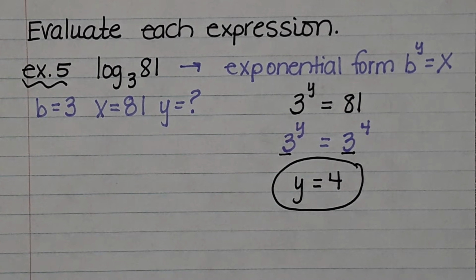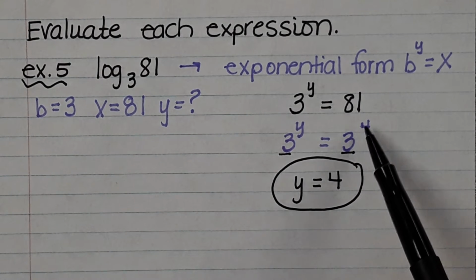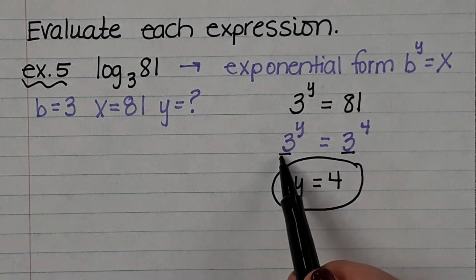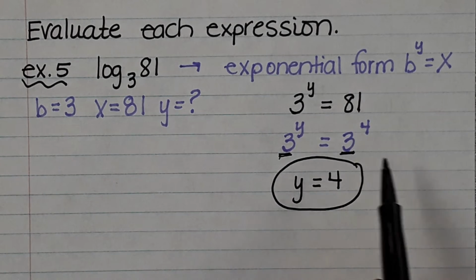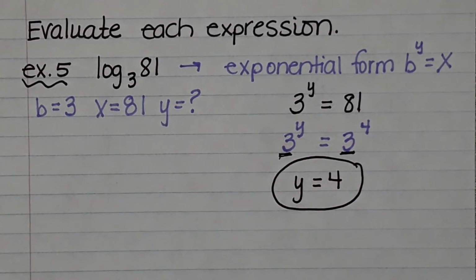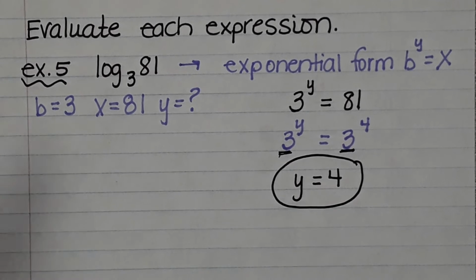Why'd you put it to the 4th? Because 3 to the 4th power is 81, and you can't solve unless the bases are the same. So when you go to solve an exponential equation, the bases have to be the same. If they're not the same, you can't solve it. And you guys, everything will work out. Every base, you'll be able to make the same. When we can't do it, you'll know because I will tell you. Any other questions about that one?